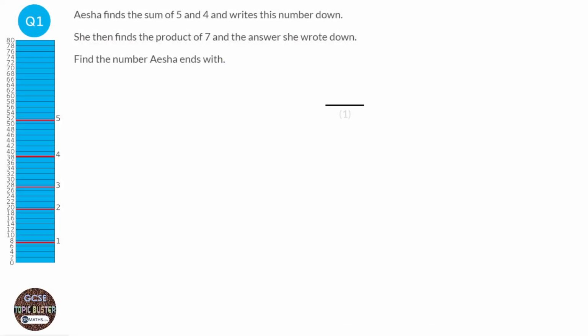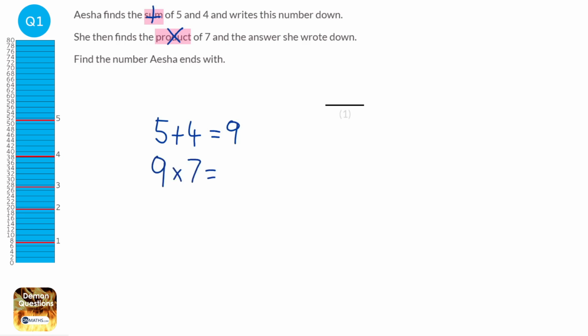For this question, it's really important that we understand what the words sum and product mean. Sum just means add, and product just means times. So we're going to start by adding the 5 and the 4, which will equal 9. Then we're going to find the product of 9 and 7, so we multiply them together. 9 times 7 is 63. So our answer is 63.